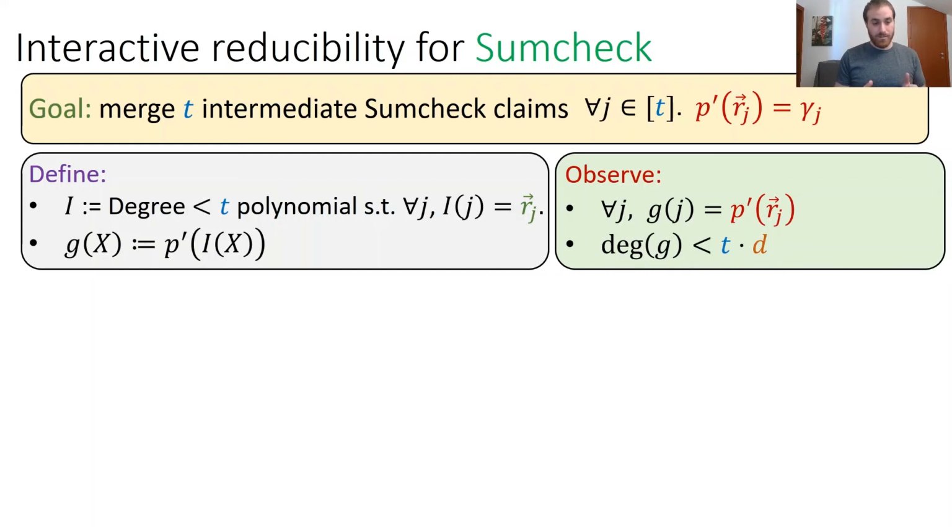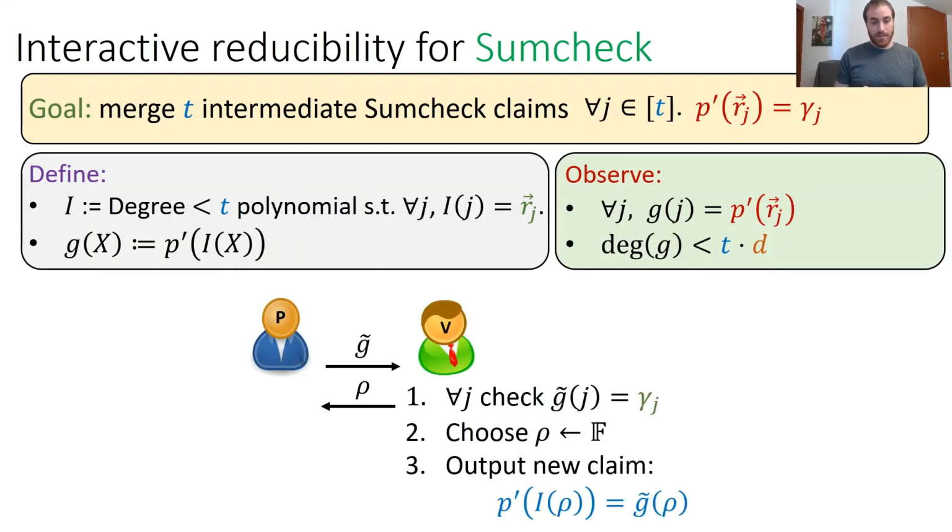And now our goal is to use these polynomials to merge together intermediate Sumcheck claims. We'll do this as follows. The prover sends to the verifier a polynomial g tilde that is claimed to be equal to g. The verifier will check that g tilde of j is equal to gamma j for every j, and we'll choose a random field element rho. After doing that, it will output a new claim that p prime of I of rho is equal to g tilde of rho. Then let's analyze the probability that the verifier outputs a claim which is true.